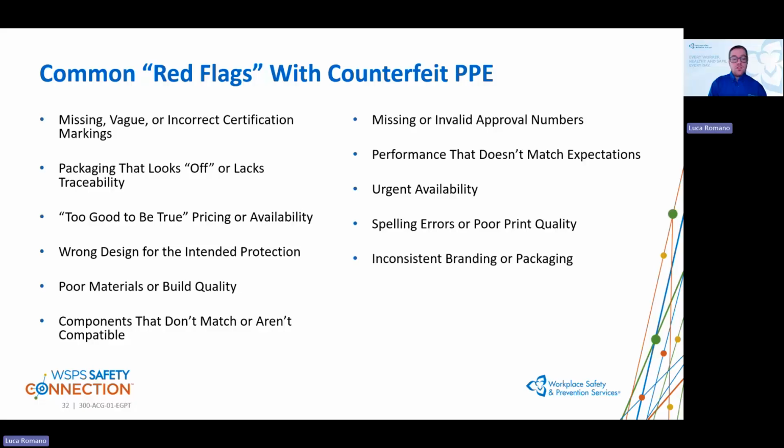Poor materials or build quality, so it's flimsy, it's paper thin, it's brittle, it's breaking, it's not meeting the durability that you would expect. The components don't match up or they're not compatible, so you're given all these different pieces and you're trying to configure them together and they're just not mixing and matching the way that they should be. They're just made out of poor quality or what have you. They're missing or have invalid approval numbers. So when it comes to personal protective equipment, oftentimes there can be approval numbers that are issued, but sometimes too, when you match serial numbers from manufacturers, you can find that these don't match up. And again, that can be a red flag.